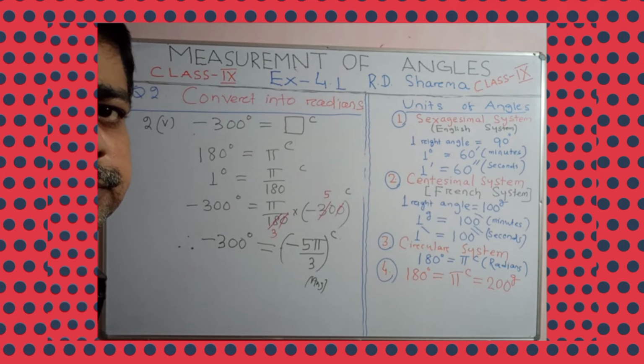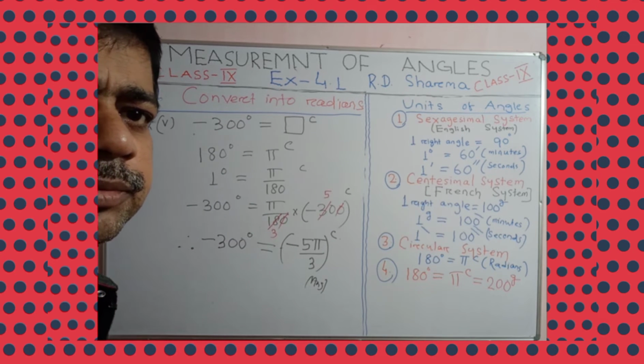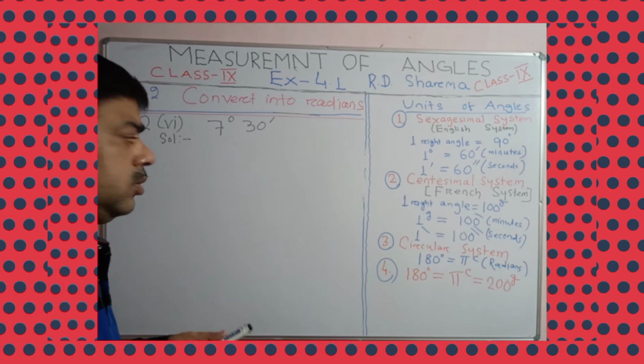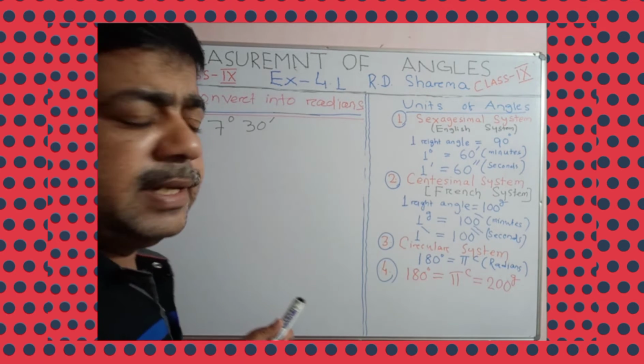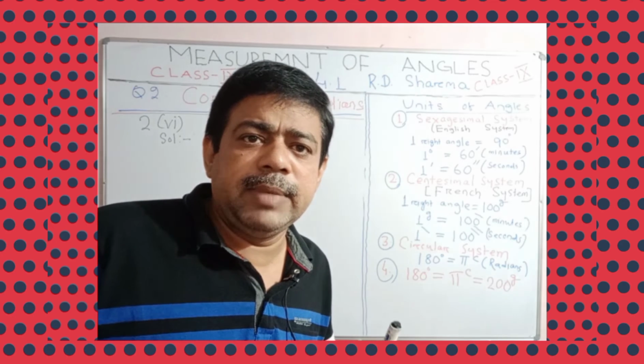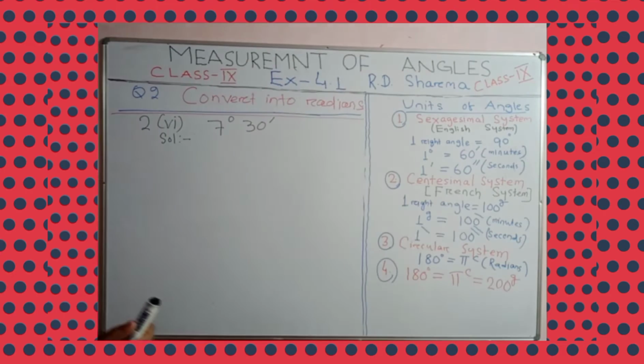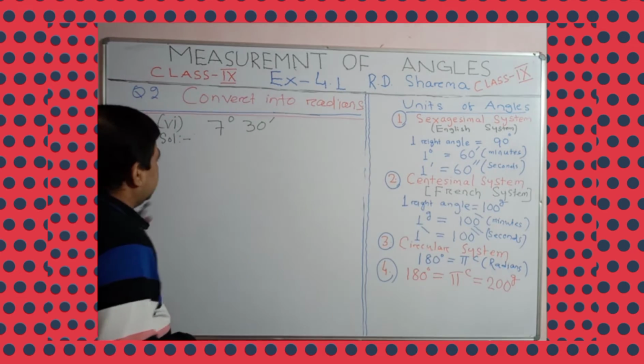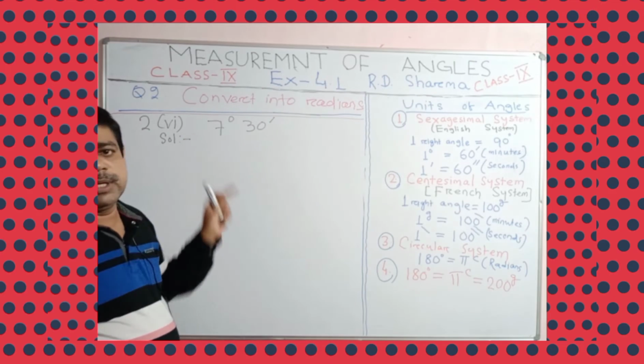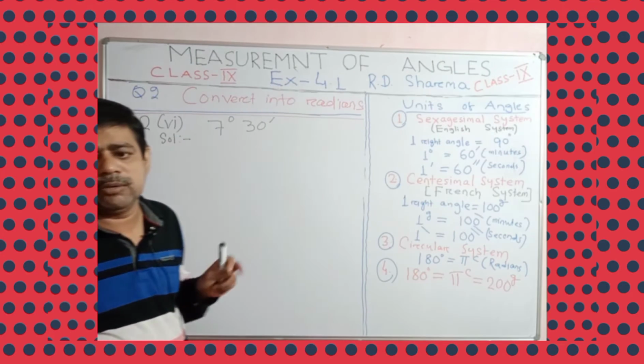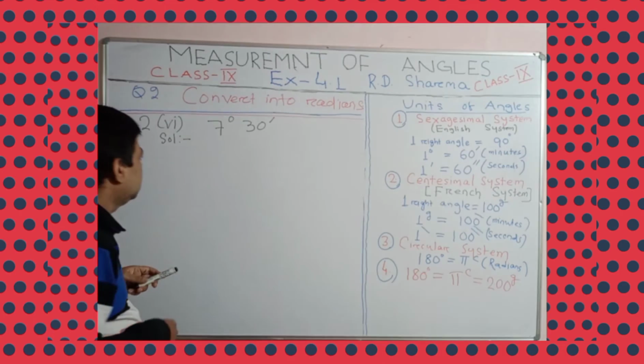Okay, note down. So in question number 2, the sixth bit, the angle is given in degree and minute: 7 degree 30 minute. Let's see. Here we have to convert this angle 7 degree 30 minute into radian. Okay, understand?